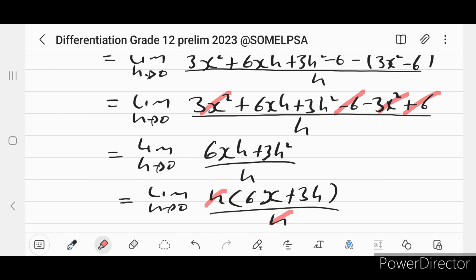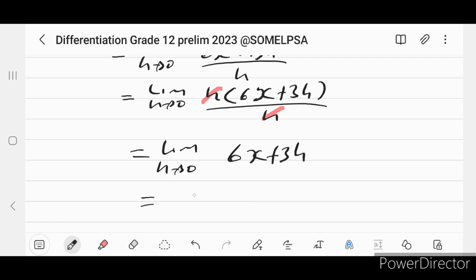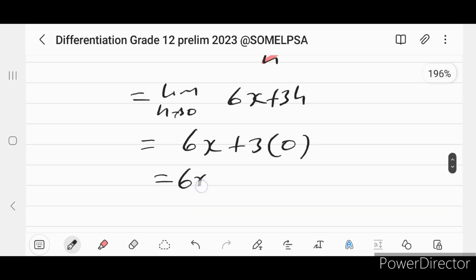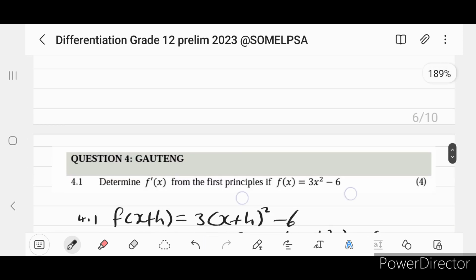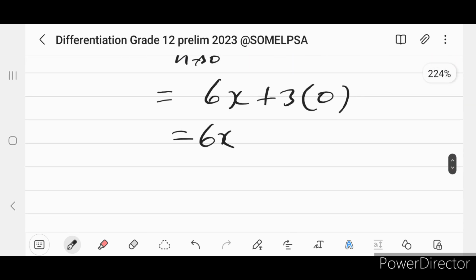This cancels out. Then I'm left with limit as h approaches 0 of 6x plus 3h. Therefore, I'm substituting 6x plus 3 of 0. The answer is 6x, because 3 times 0 is 0. So the answer must be 6x. That is my answer.